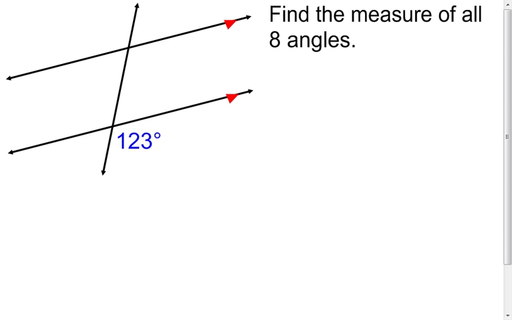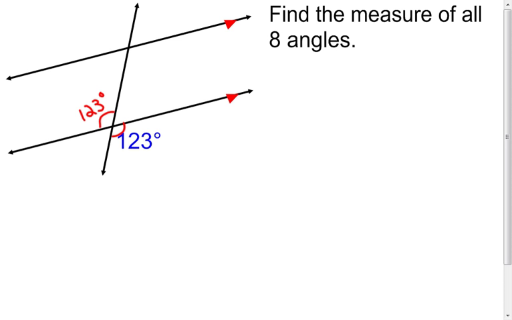My next one, I have two parallel lines again and a transversal, and I want to find the measure of all 8 angles, and it only gives me one. So the first way that I'm going to start off is with something that's not new. This is kind of an old concept, but I know that vertical angles are congruent. Therefore, this angle is going to have to be 123 degrees.